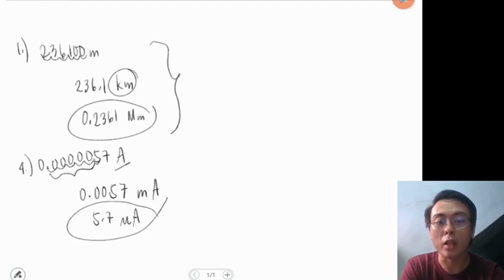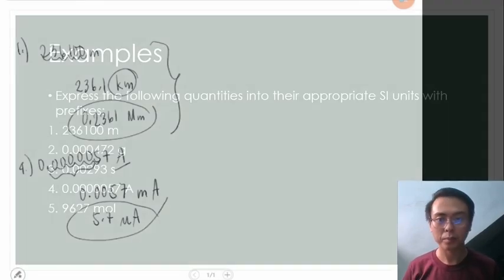We have eliminated the use of zeros, thereby eliminating some possible sources of error, and we have shortened the notation to just 5.7 microamperes. Okay, so that is how we use SI prefixes in order to shorten our presentation of numbers. So this would become very handy in our future lessons.